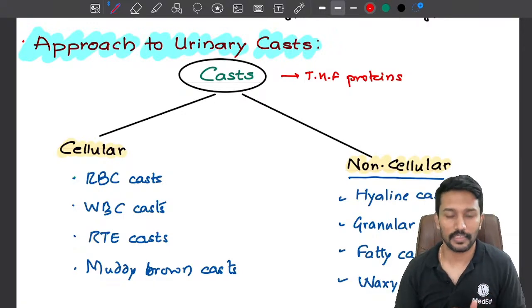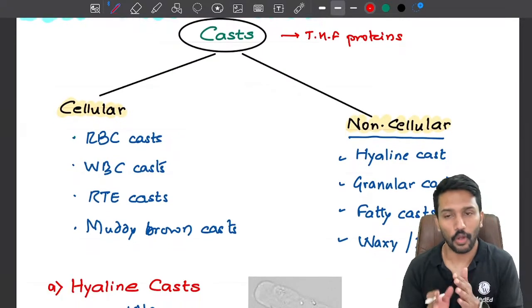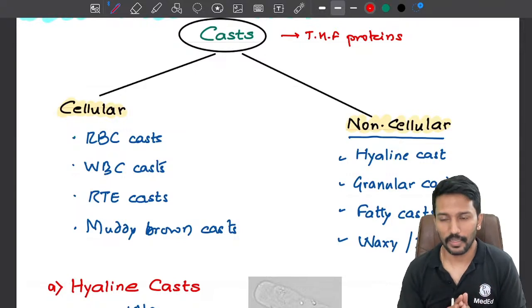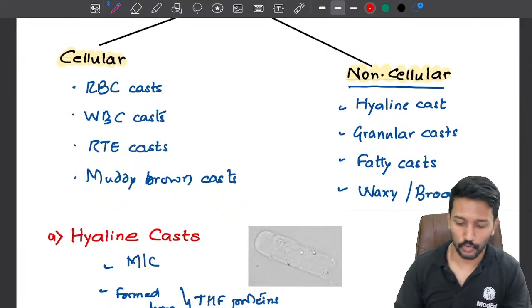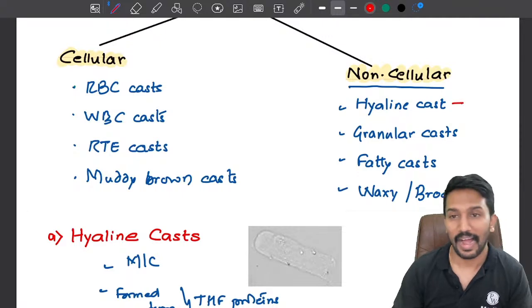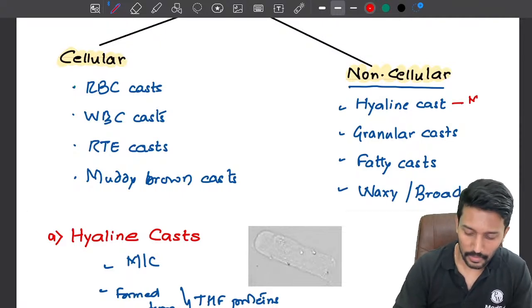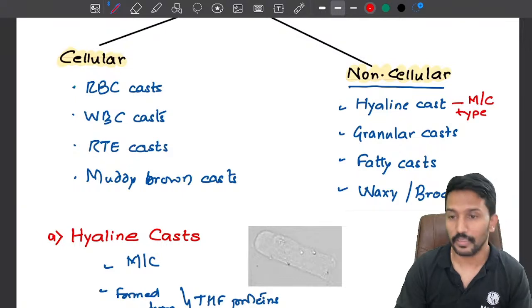Now these casts are classified as cellular and non-cellular. Non-cellular casts are primarily composed of Tamm-Horsfall protein. If they are purely composed of Tamm-Horsfall protein, they are called hyaline casts. They are the most common type of cast that we will see in urine.